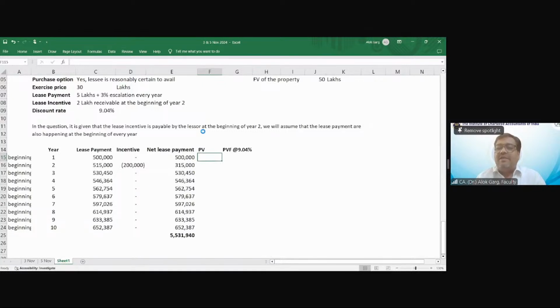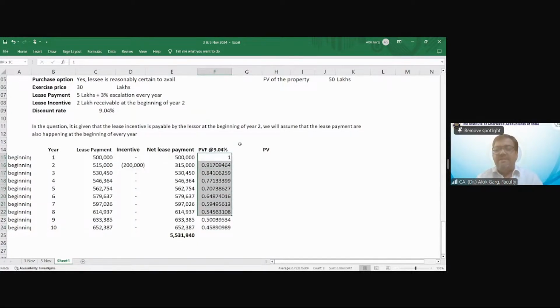What is my present value? Present value for the year 1. The payment is at the beginning, so I would take 1. In the second year, what is my present value? 1 divided by... Heading of the column I need to change. The second one is 1 divided by 1.03 to the power 1, that is 1.03. Correct? So on and so forth.